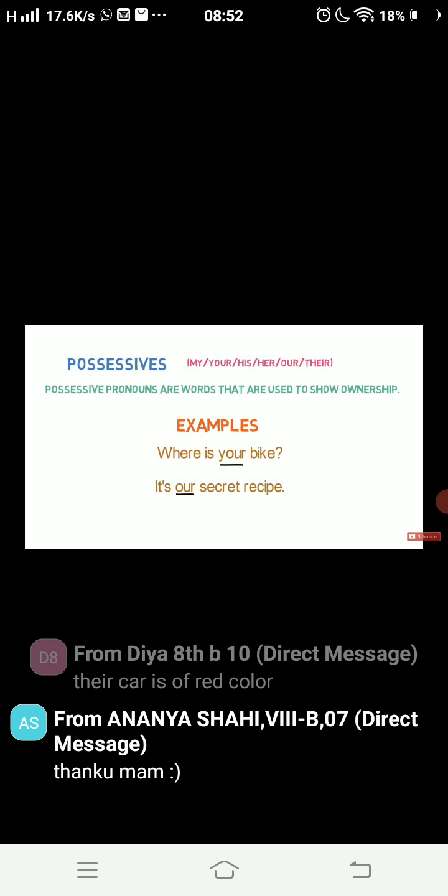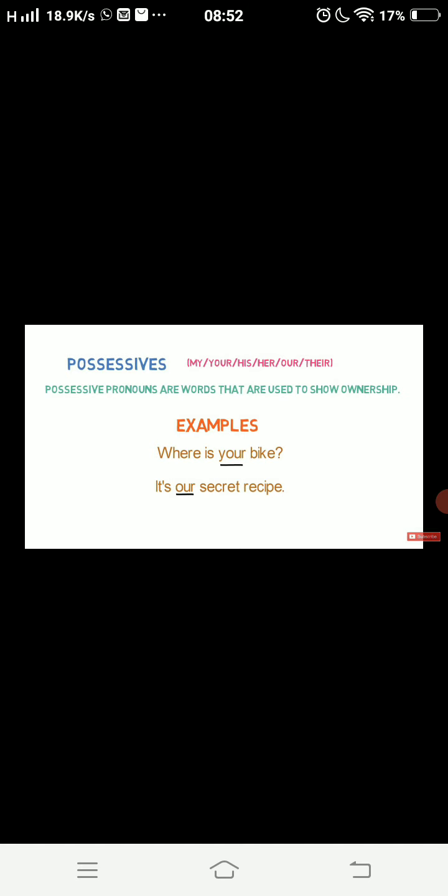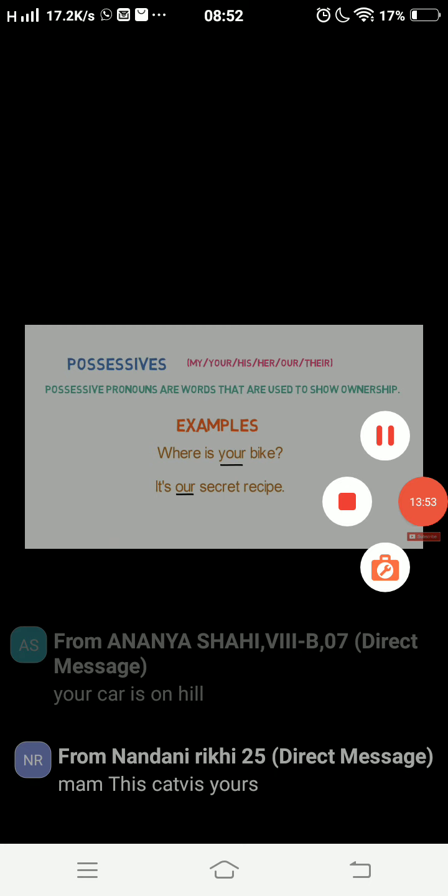Okay, Divya, their car is of red color. Okay, Samiksha, this pen is for her. It means these students are attentively listening to me. So, my book is with you. Good, Taranya. So these all are the active participants of my class. They always give response to the teacher. So it means they are very much intelligent.